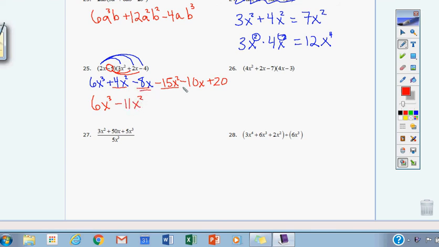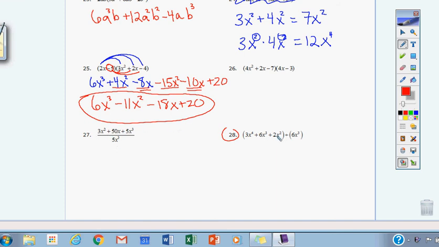Negative 8x, negative 10x combines to a negative 18x, and then we have plus 20. So this here would be our final answer. Okay? All right, nextly, I'm going to take you into number 28. I'll skip 27 because it's really the same thing.